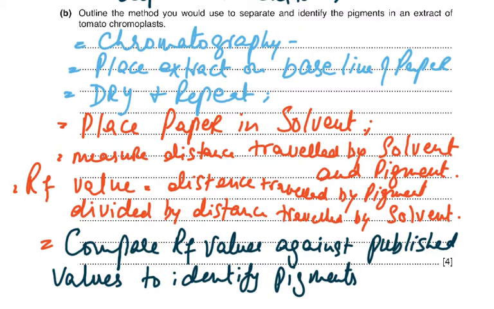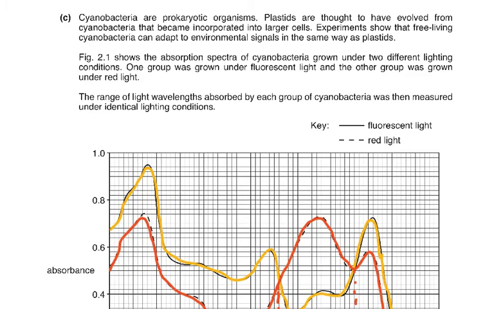So you have to learn this, you have to memorize this, I'm sorry to say. There's no other way that I can explain this to you. Now let's look at the C part of the question. Cyanobacteria are prokaryotic organisms. Plastids are thought to have evolved from cyanobacteria that became incorporated into larger cells.